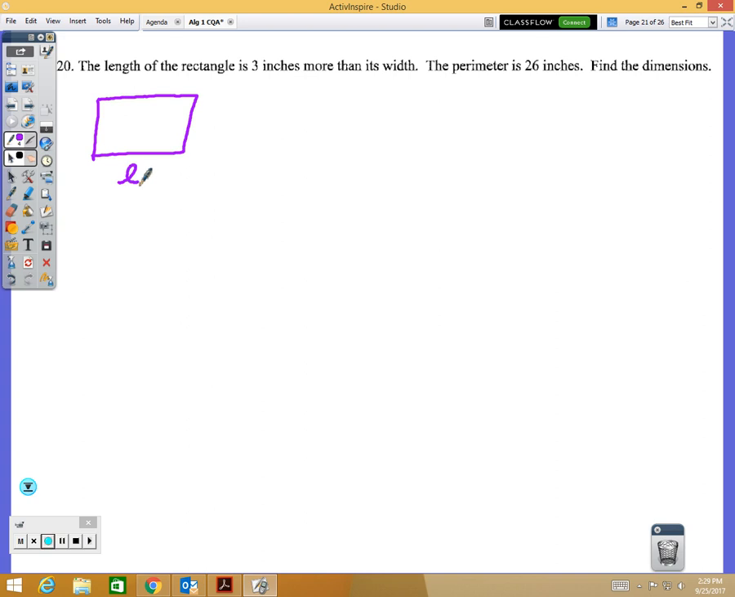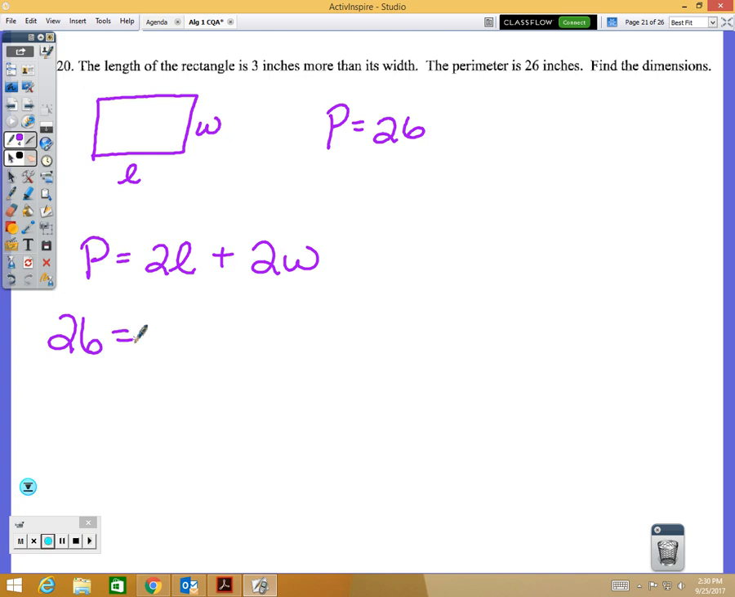We have length and we have width. The length of the rectangle is 3 inches more than its width. The perimeter is 26. How do we find perimeter? Add up all the sides. So length plus width, right? So the technical formula is perimeter equals 2 times L plus 2 times W. We don't know what L or W is. We know what the perimeter is. And we only want one variable.